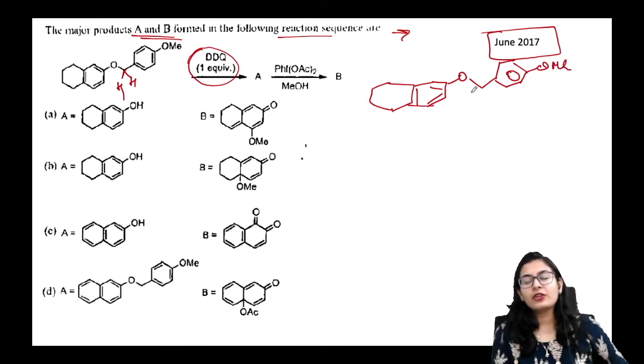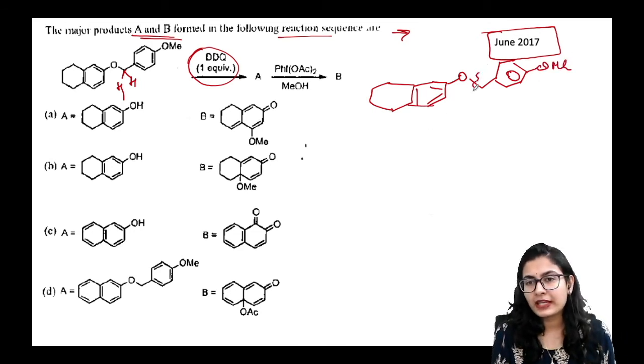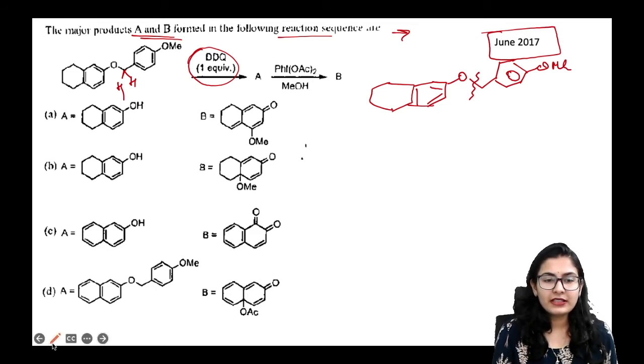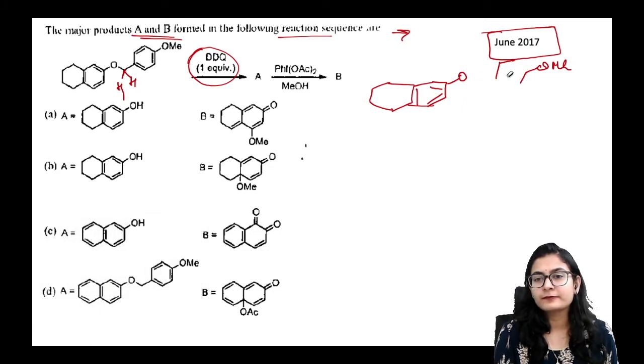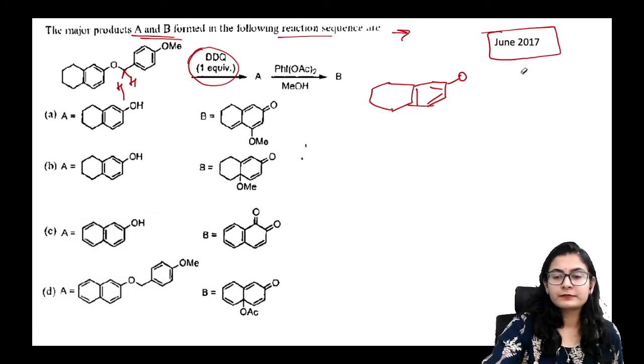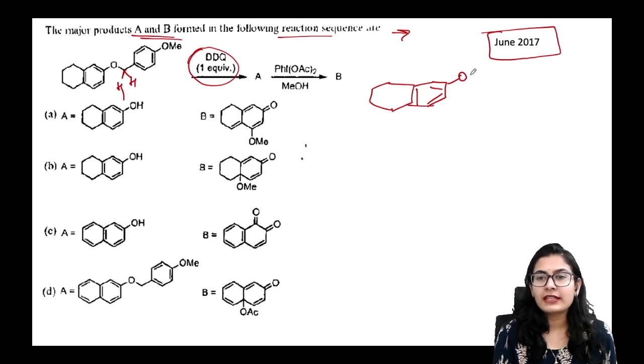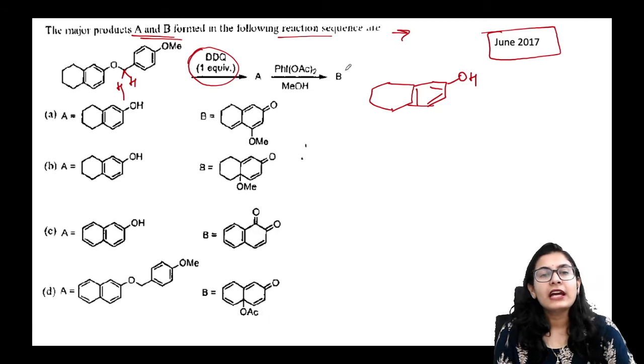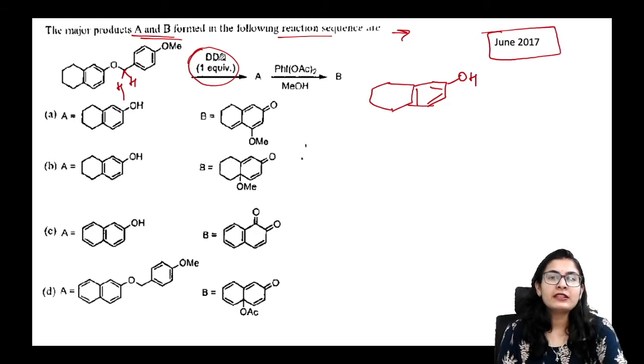Okay, so you're going to do the same thing. You're going to break from here, and you're going to give the alcohol. Look, you're going to get the alcohol. All right, very well. You got the alcohol. What is the alcohol going to do, guys? The only role of DDQ was to do the PMB ether deprotection.